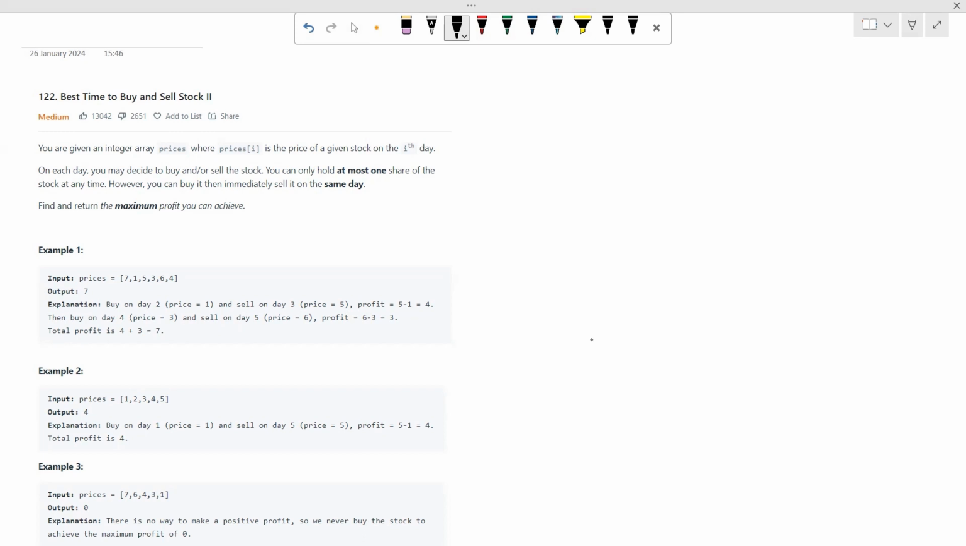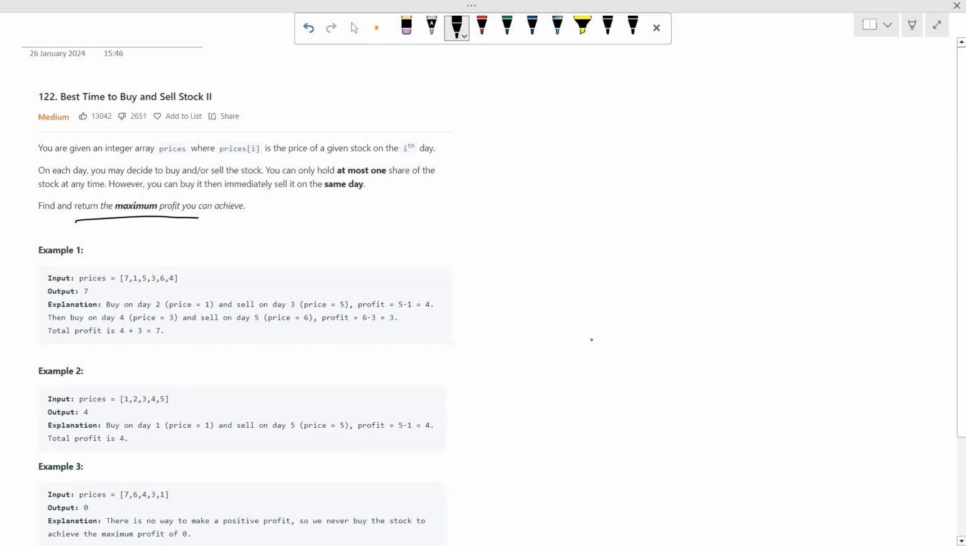You are given an integer array prices where prices[i] is the price of a given stock on the ith day. On each day, you may decide to buy or sell the stock. You can only hold at most one share of the stock at any time. However, you can buy it then immediately sell it on the same day, right? Find and return the maximum profit that you can achieve. So what we need to return? We need to return the maximum profit, right?